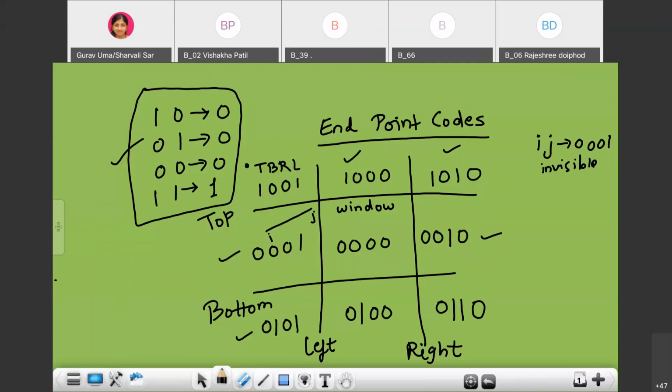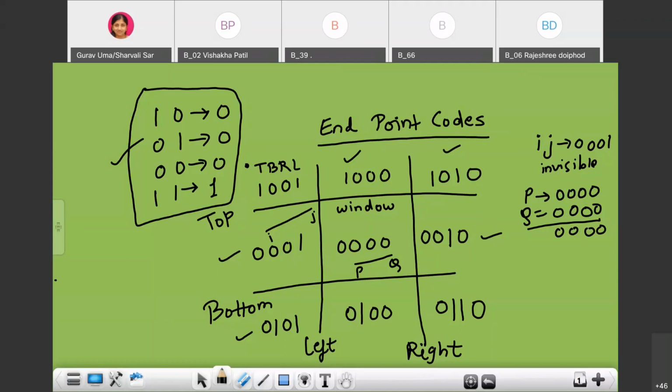As the code of point I is 001 and the code of point J is also 001, the line is invisible. Now if the line is this and it has the names P and Q, see the line PQ. Point P code is 000, whereas point Q code is also 000. So the answer will be 000. That means my line PQ is inside the window.